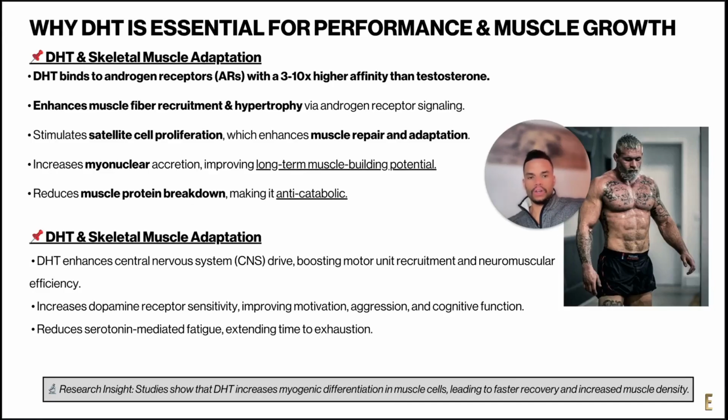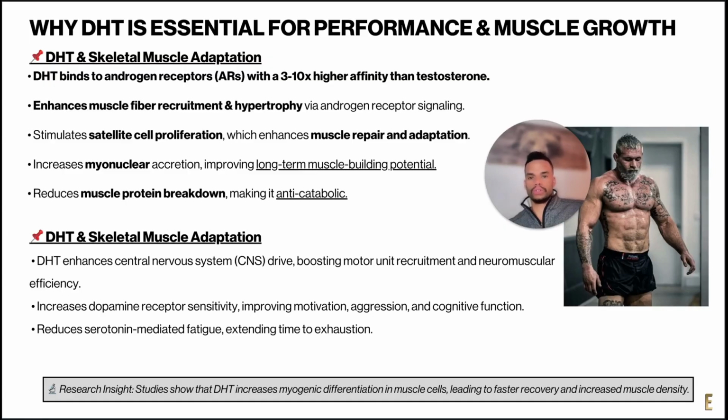So DHT also enhances muscle fiber recruitment and hypertrophy via androgen receptor signaling. It stimulates satellite cell proliferation, which plays a key role in muscle repair, recovery, and adaptation. It increases myonuclear accretion, which improves long-term muscle building potential and plays a huge role in you accruing mature muscle mass. And enhanced DHT levels also result in more myonuclei, which equals greater muscle size and endurance over time.